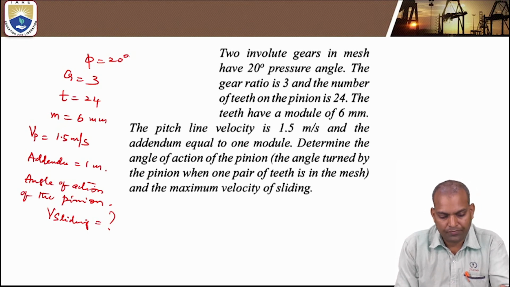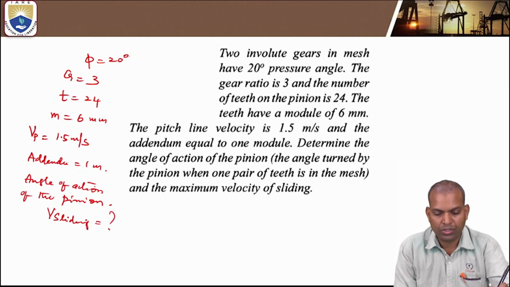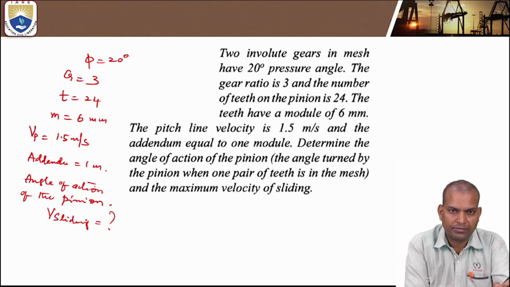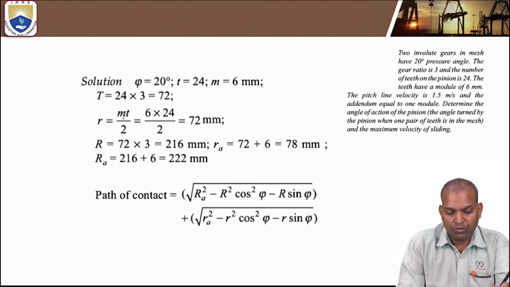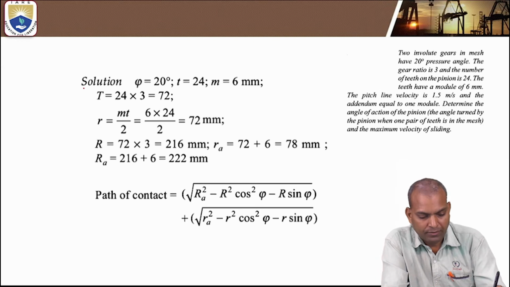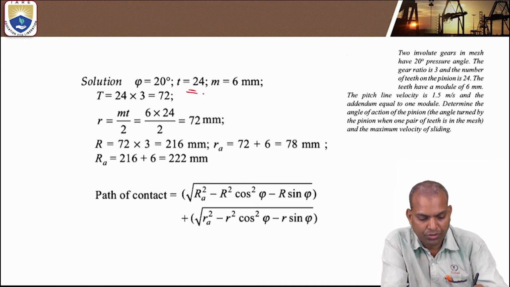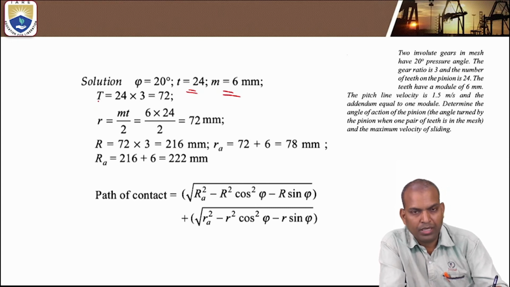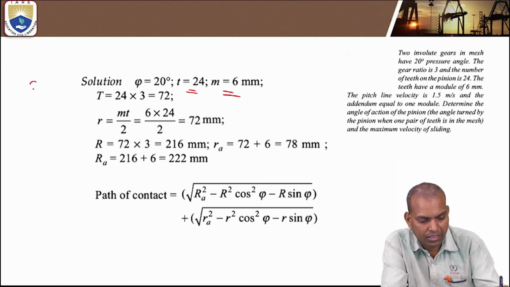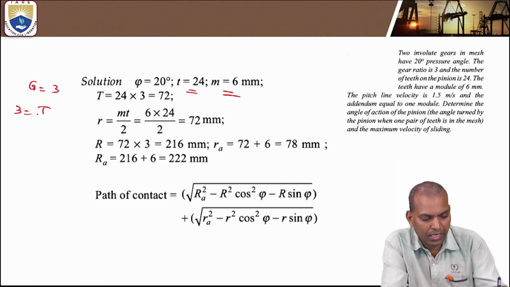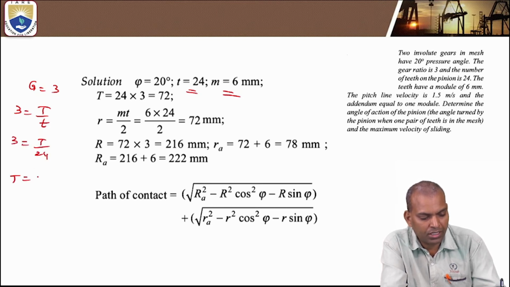There are two objectives to be solved based on the given data. How to start? The addendum is given and the pitch line velocity is 1.5 meters per second. We know that phi equals 20 degrees, small t is 24, module 6 millimeters. Based on the gear ratio, we can calculate the number of teeth on the larger wheel. The gear ratio is 3, that is 3 equals capital T by small t. Small t is 24, so capital T is 3 times 24, that is 72.